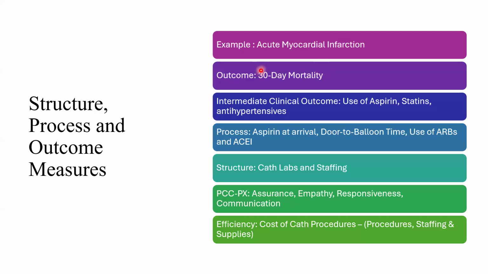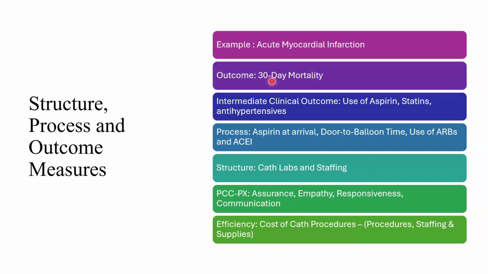For example, the outcome one is 30-day mortality. But a process one is aspirin at arrival, door to balloon time, the use of ARBs and ACEIs. A structure one is, is the cath lab functional? Do you have the appropriate staffing numbers and skill mix? An efficiency one is the cost of the cath lab procedure, the staffing, supplies. A patient experience one was their feedback of assurance, empathy, responsiveness.